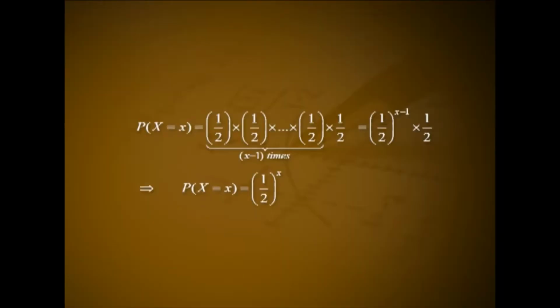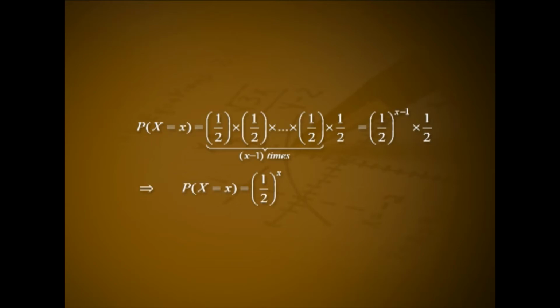X denotes the number of tosses required until an odd number appears. Hence, P of capital X equal to small x is equal to P of the first x minus 1 trials resulting in even numbers and the x-th being an odd number. Since trials are independent, we get P of capital X equal to small x is equal to 1 by 2 into 1 by 2 into etc.